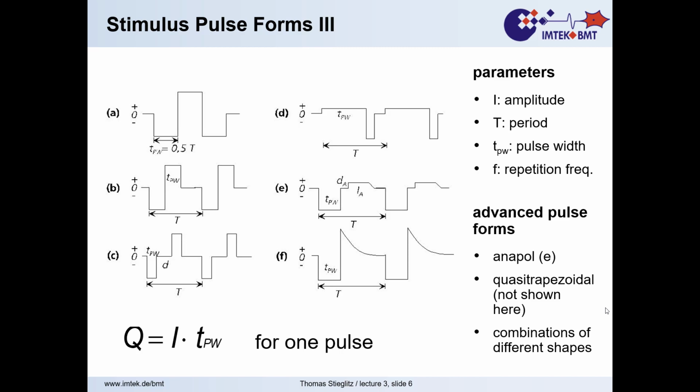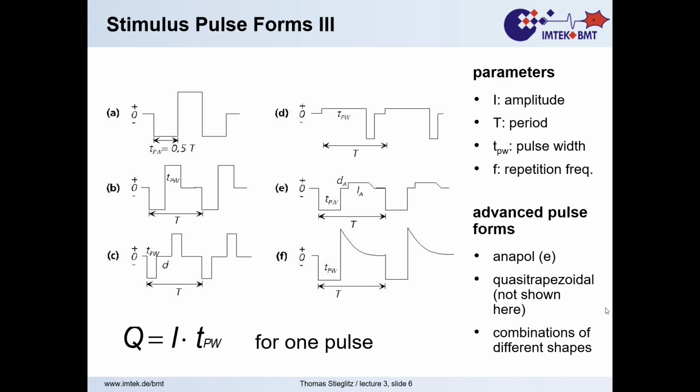We should agree, or you have to agree with me in this course, that we talk about the pulse width as the width of a single pulse. If we have two pulses, one after the other, then it's twice the pulse width. So the pulse width always describes one pulse here. It should be PW for pulse width, the small t.